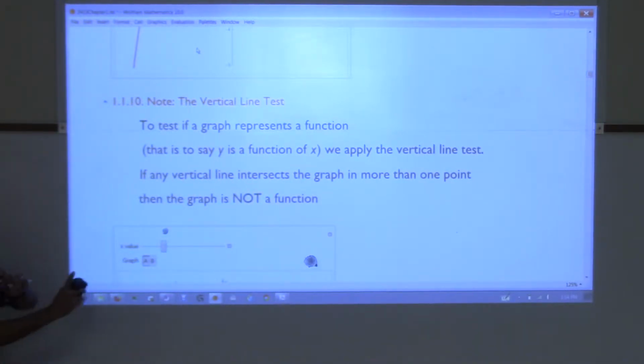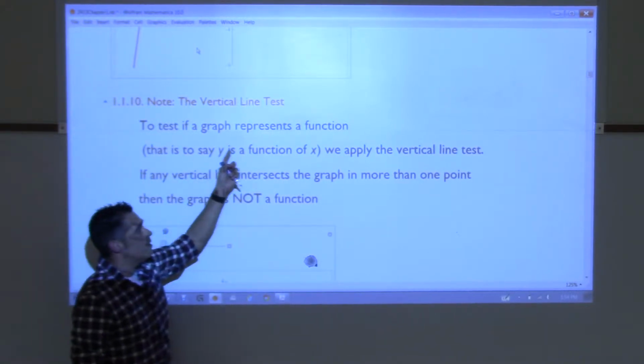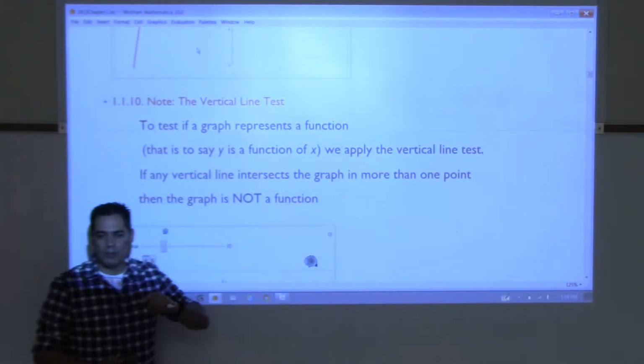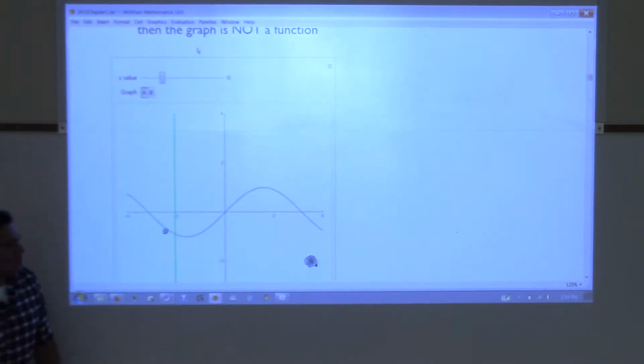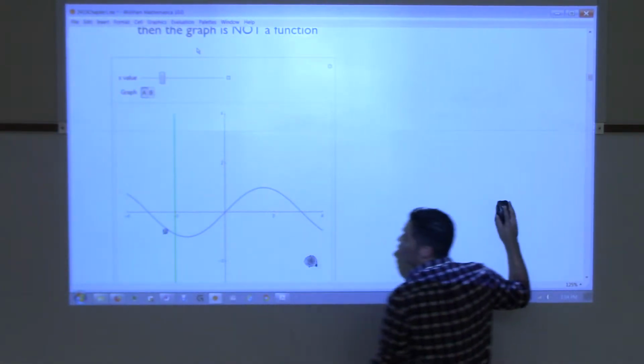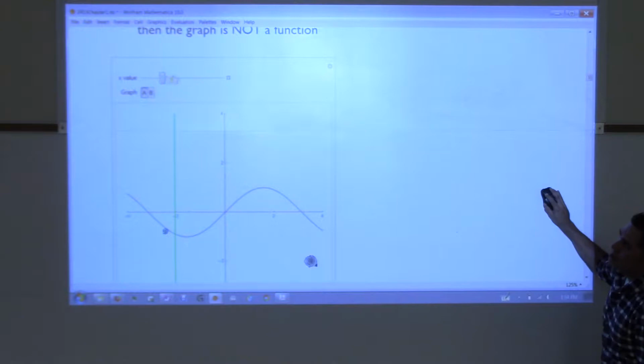If you're trying to do the other way around, trying to say that x is a function of y, then you don't use the vertical line test. You would actually do the horizontal line test. It can be confusing, but we're just going to go with our good old vertical line test. So is this a function of x? Is this graph in blue a function of x? Yes, because no matter where I place a vertical line, the vertical line hits it no more than one time.